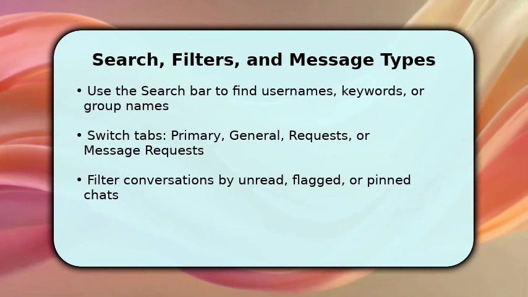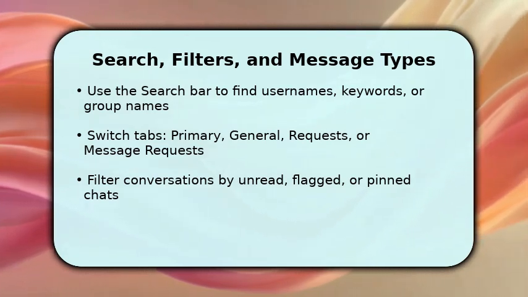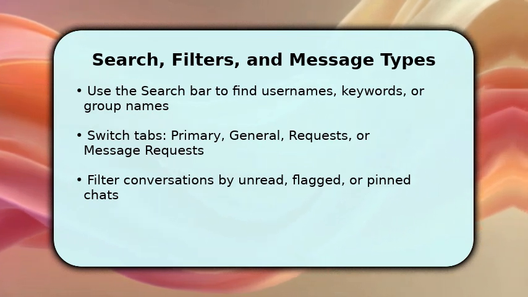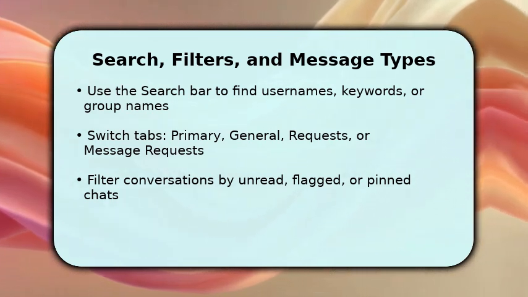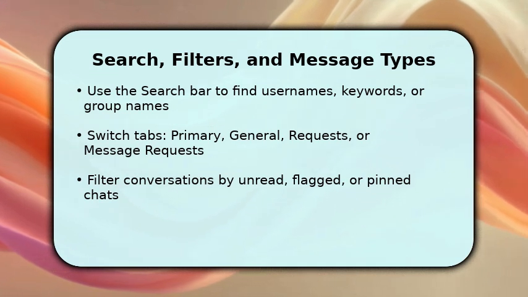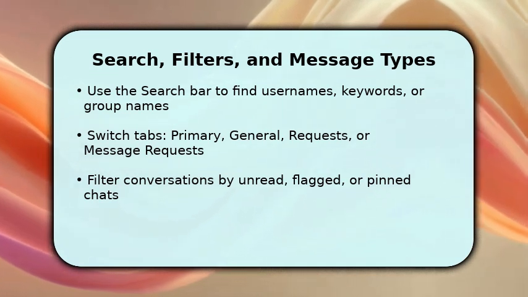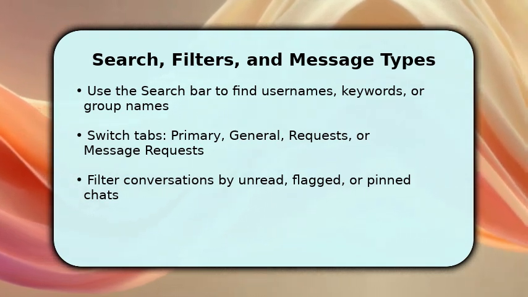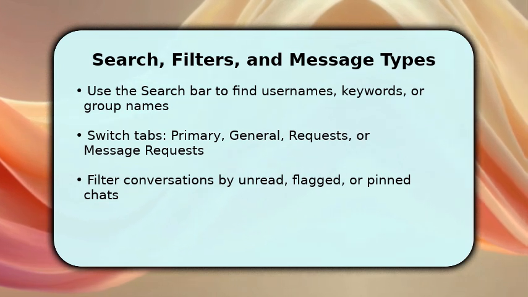Once in the inbox, use the search bar to type a username, keyword, or group name. Instagram surfaces matching conversations instantly. Make sure to check the different tabs, primary, general, and requests, because messages can be automatically sorted by Instagram. You can also look for unread badges or use pinned conversations to keep important chats at the top.